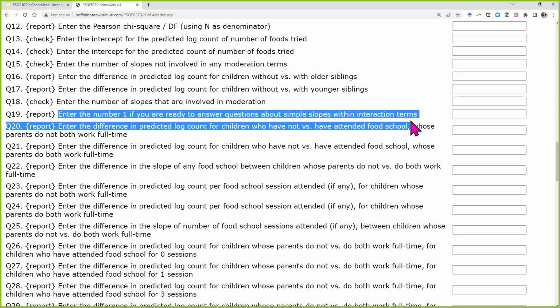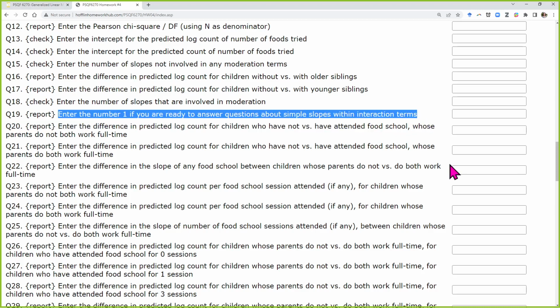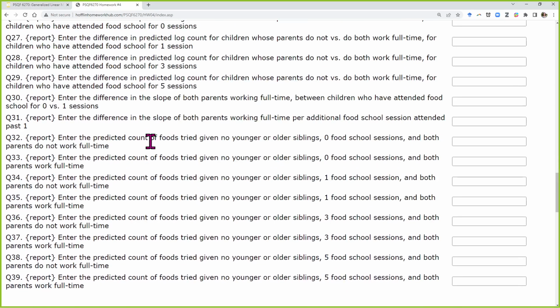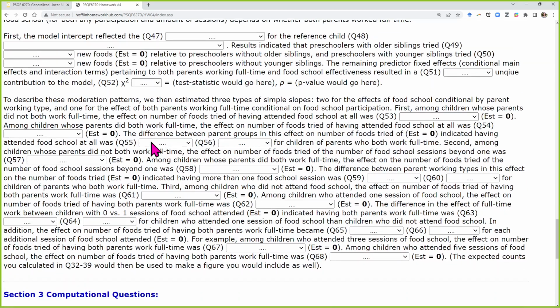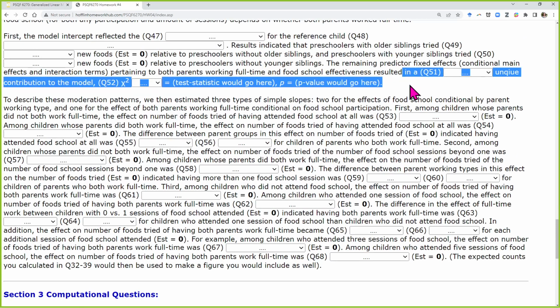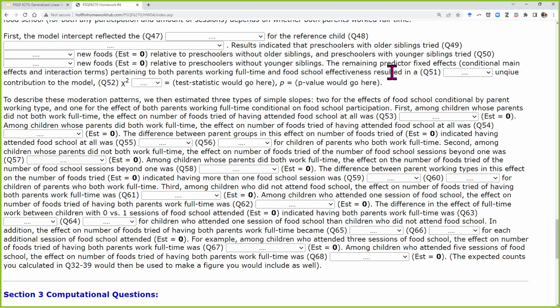So enter the number 1 if you're ready to answer some questions about interaction terms, was the question I decided to settle on. But then I forgot, down in the results section, to remove the references to that chi-square test, the Wald test. So that's my bad. So I changed it so that it at least makes sense rather than what I had before.